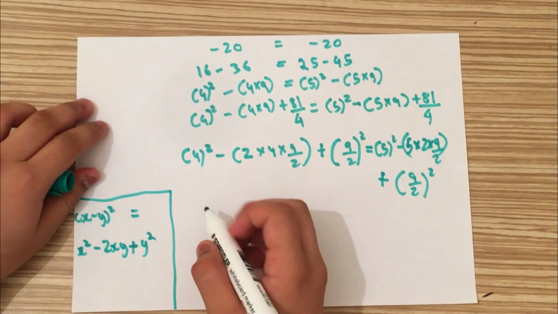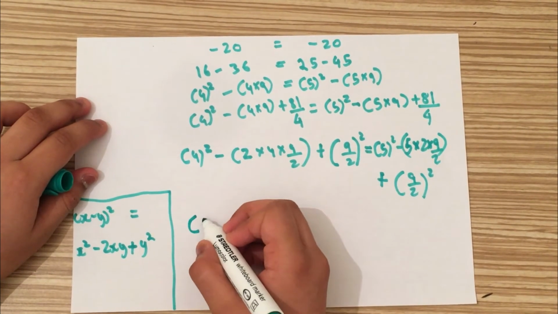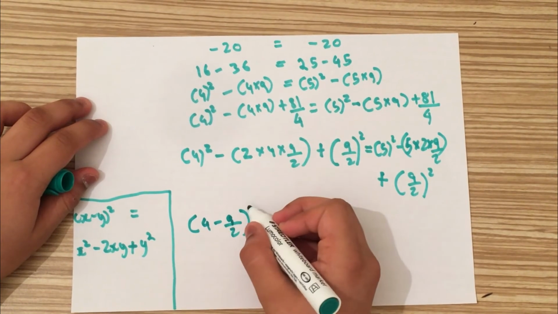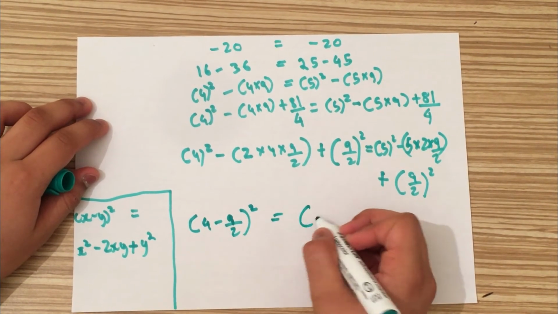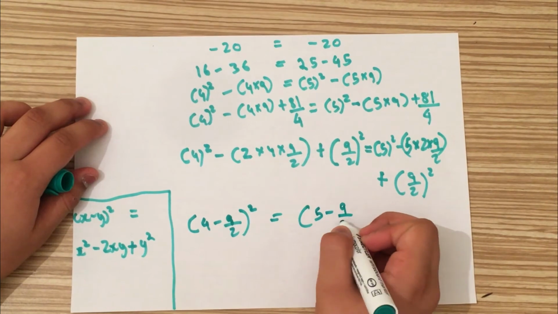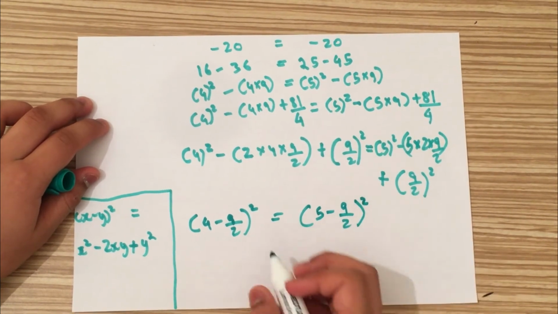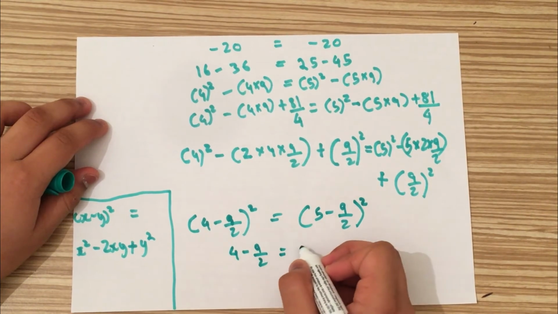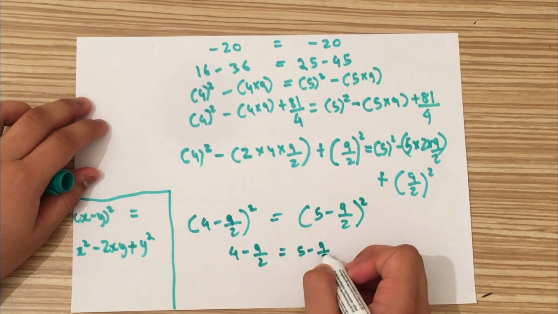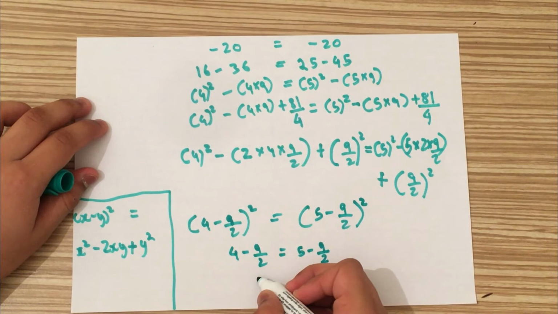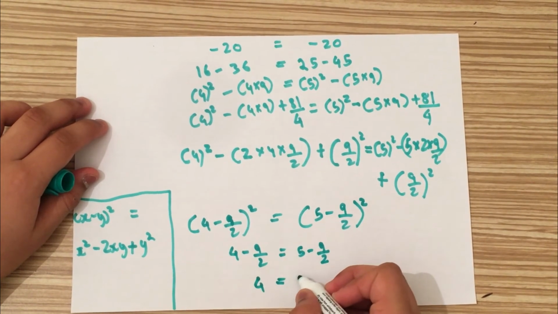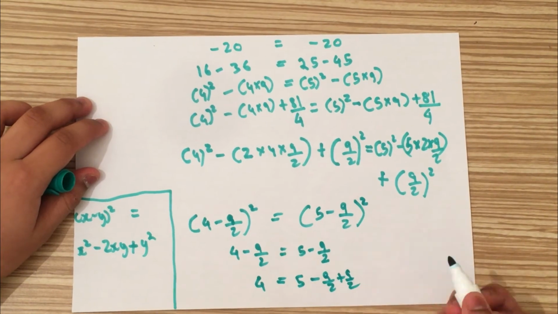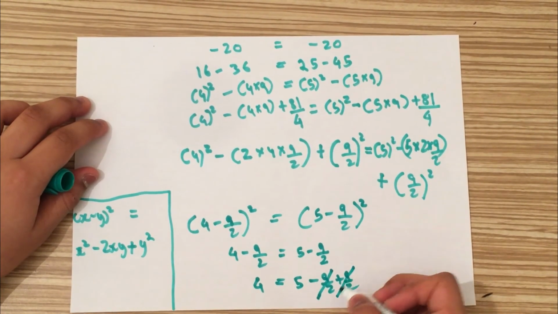So what do we get? We get 4 minus 9 over 2 squared is equal to 5 minus 9 over 2 squared. So 4 minus 9 over 2 is equal to 5 minus 9 over 2. Therefore, 4 is equal to 5 minus 9 over 2 plus 9 over 2. So you can see where I'm going. We can just cancel these out.